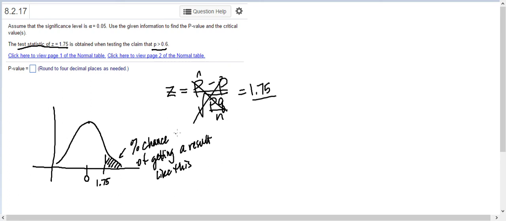Basically, and that's one thing I don't like about this problem, we've basically proven that there's way more than 60% of people voting. If this calculation works out to be 1.75, that means there was way more than 0.6. That's what we're trying to prove, that p is greater than 0.6. But we have to prove it. We have to quantify what is way more. Way more is basically we want to have an area to the right of 0.05 or less.